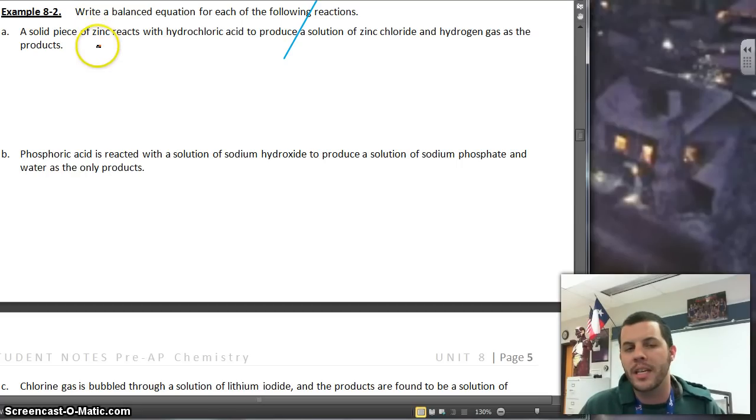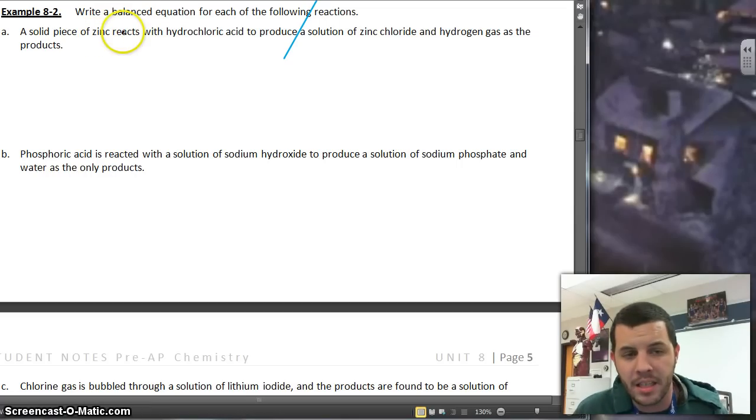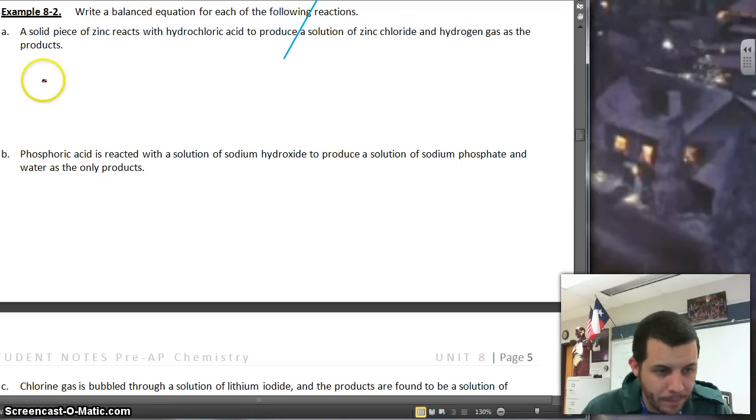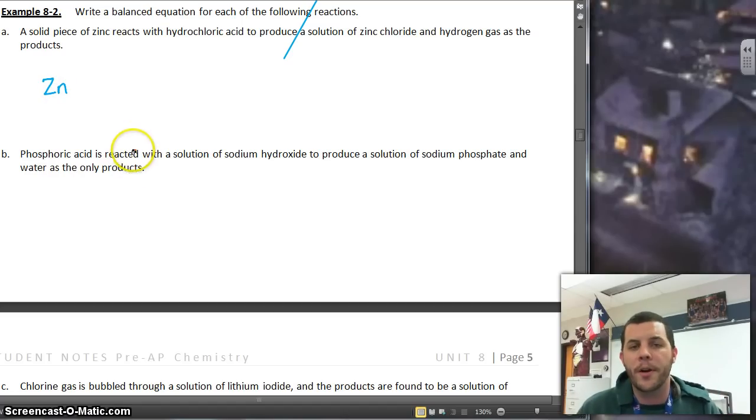That's the first thing that we need to determine, what it is. So zinc is just a regular plain Jane element that has a symbol of Zn. So I'm going to write Zn. Now, there's another very important piece of information here. It says that this piece of zinc is solid. So I'm going to put in parentheses next to it (s). Okay, this tells me that I have a solid piece of zinc.